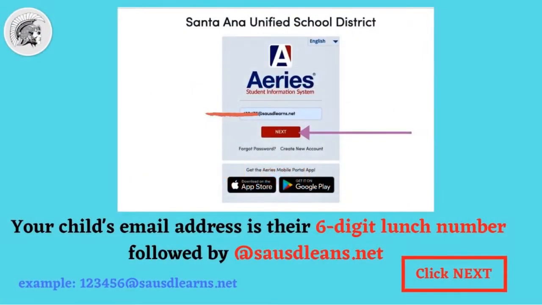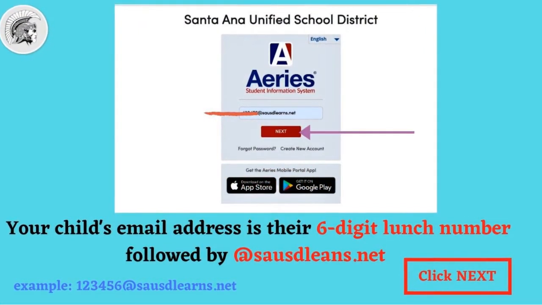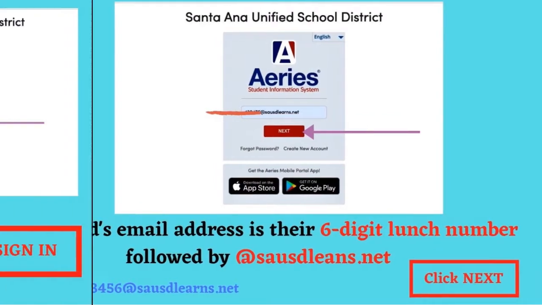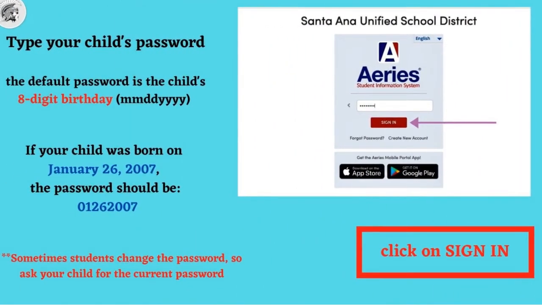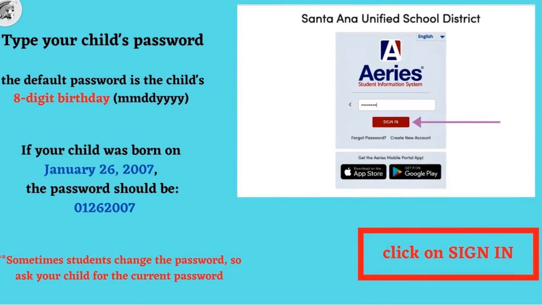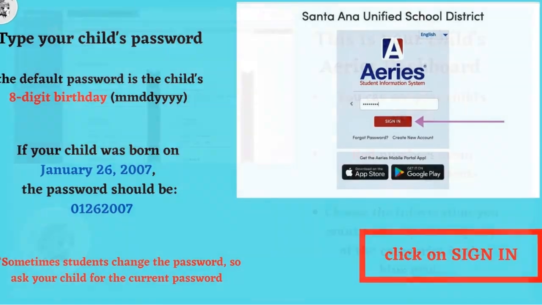eportal.sausd.us. Now enter your child's email address. It is the ID at sausdlearns.net. Don't forget to click Next. Now enter your child's password. It is usually their birthday, but sometimes they change it. Please look at the examples so you can be clear about the password.